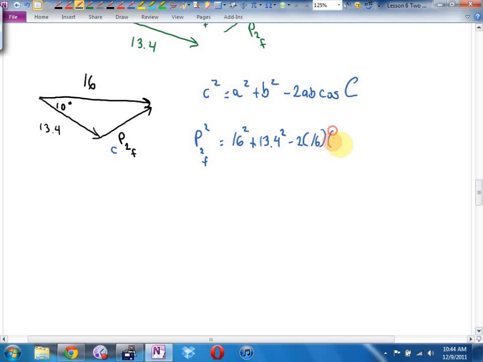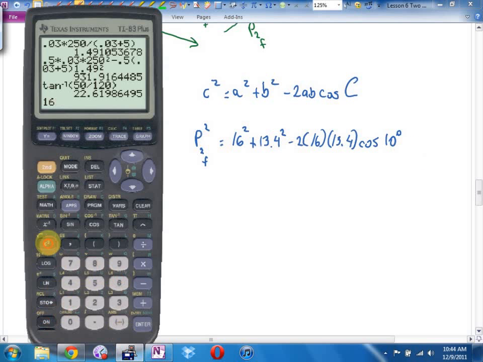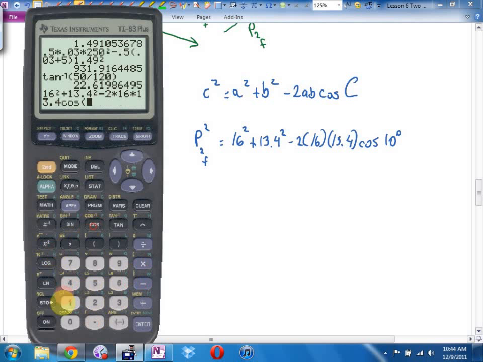The nice thing is, if you've listened to my advice about getting a good calculator, you should be able to do this in one fell swoop. 16 squared plus 13.4 squared minus 2 times 16 times 13.4 cosine of 10. And I get 13.27, which is wrong. What, Brett? Yeah, I found momentum squared.